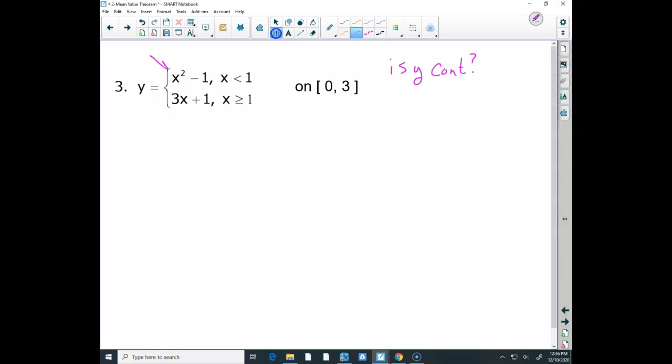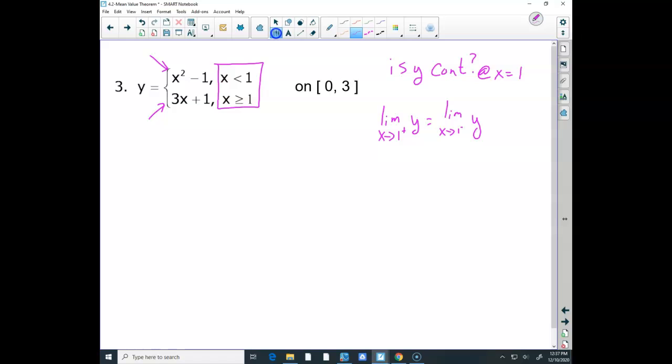Well, I know the upper piece is continuous because it's a parabola. I know the lower piece is continuous because it's a line. They are both polynomials. But is it continuous where they come together? The question is, is y continuous at x equals 1? Well, the way to find that out is I need to know what's the limit as x approaches 1 from the right of y. Is that equal to the limit as x approaches 1 from the left of y?